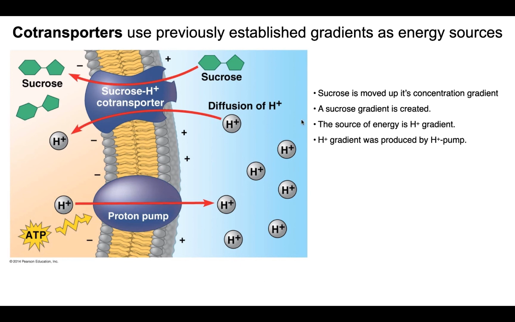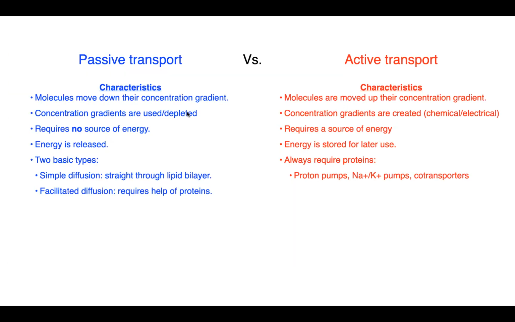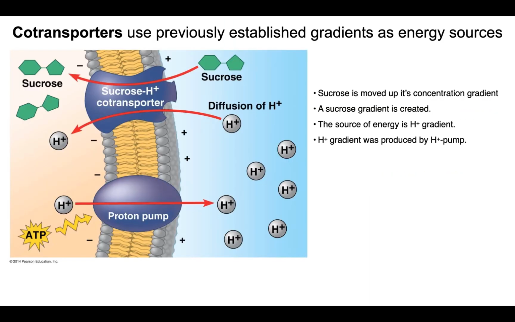So here we have lots of protons out here. Here we have very few in there. So as those protons move down their concentration gradient, that energy that's released, remember what we said, things moving down their concentration gradient release energy. Well, that energy that's being released is being used to pump sucrose against its concentration gradient.